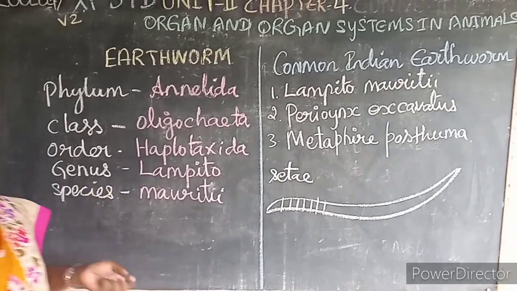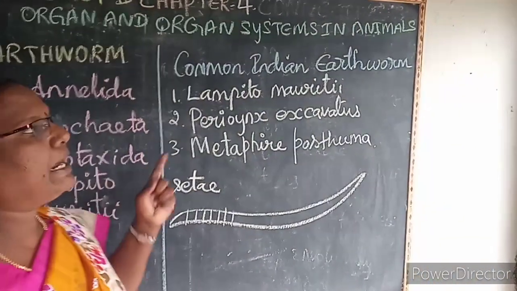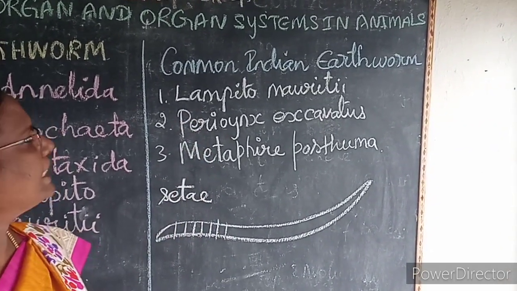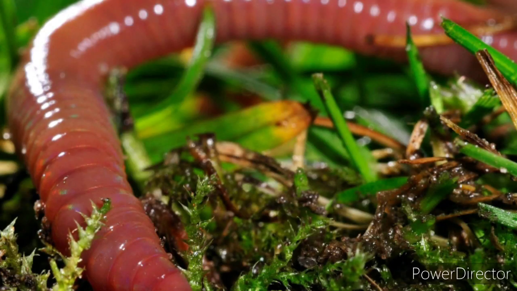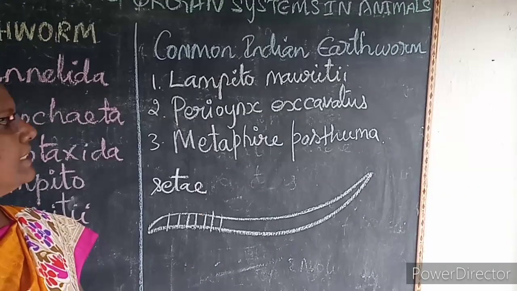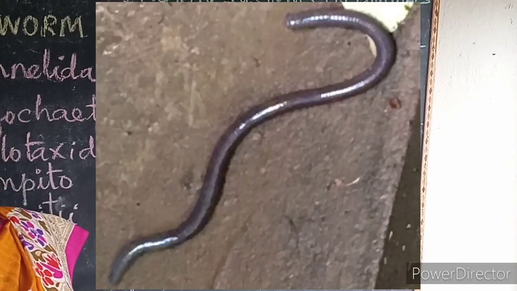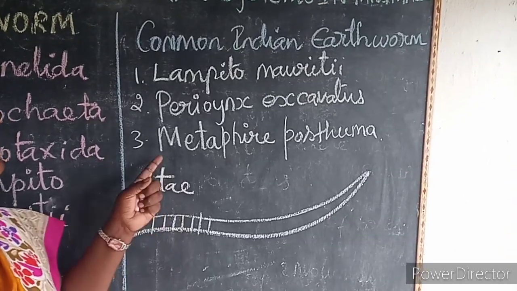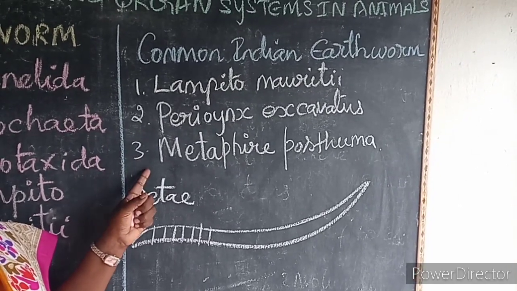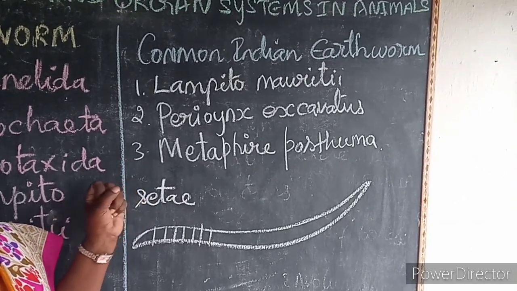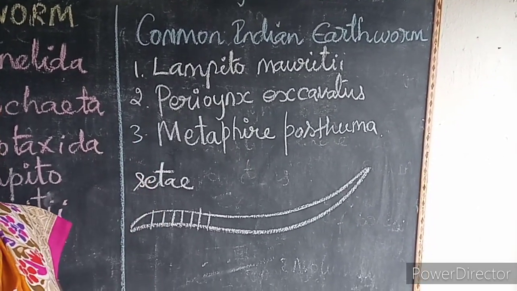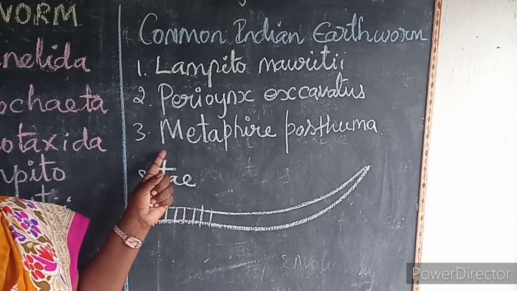Next we are going to learn about the common Indian earthworms. See the terms. First one, Lampito mauritii. Say the term Lampito mauritii. Then Perionyx excavatus. Say the term Perionyx excavatus. Then Metaphire posthuma. It's a very important 3-mark question. Name the common Indian earthworms. First one is Lampito mauritii. Second one is Perionyx excavatus. Third one is Metaphire posthuma.